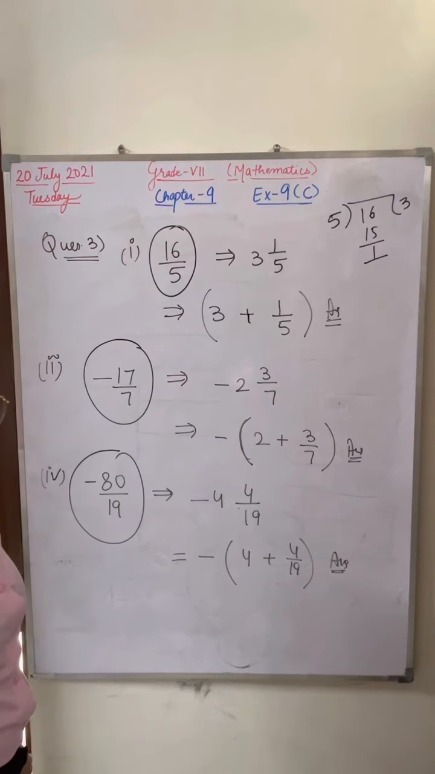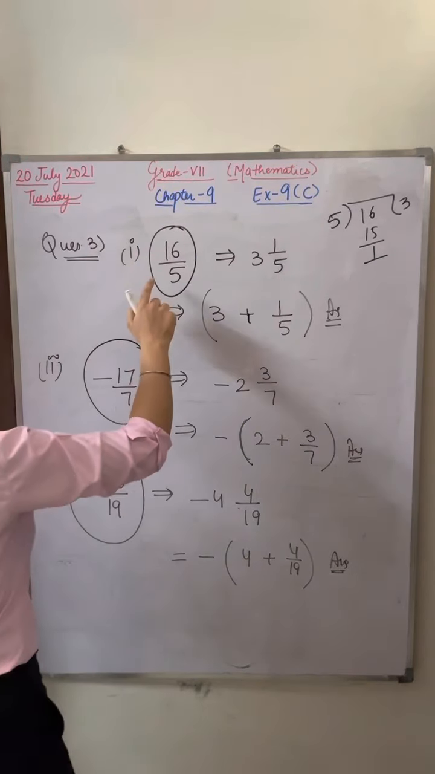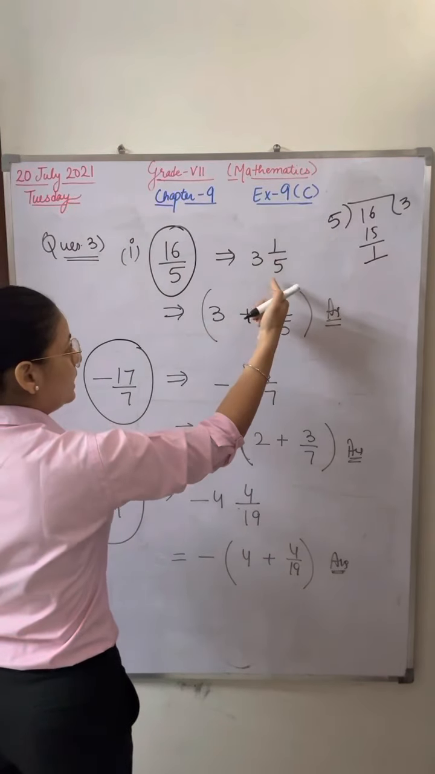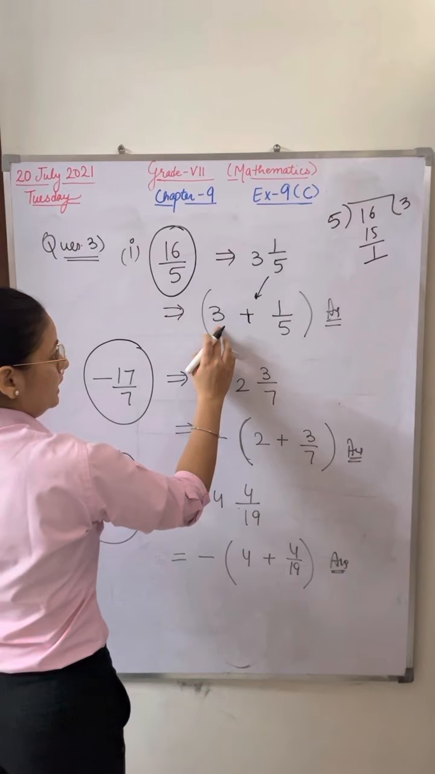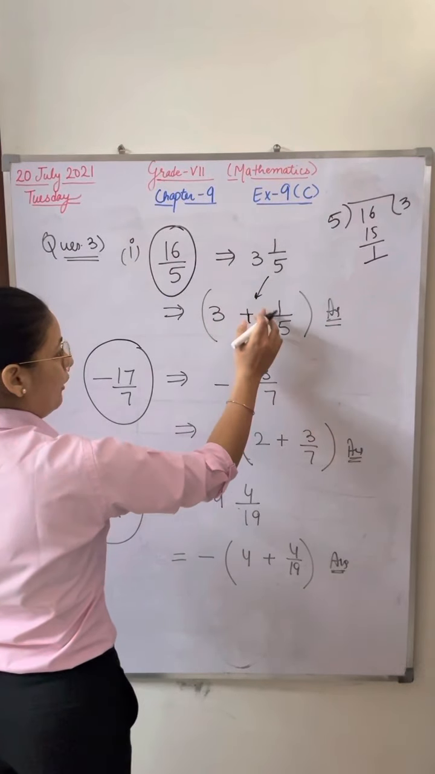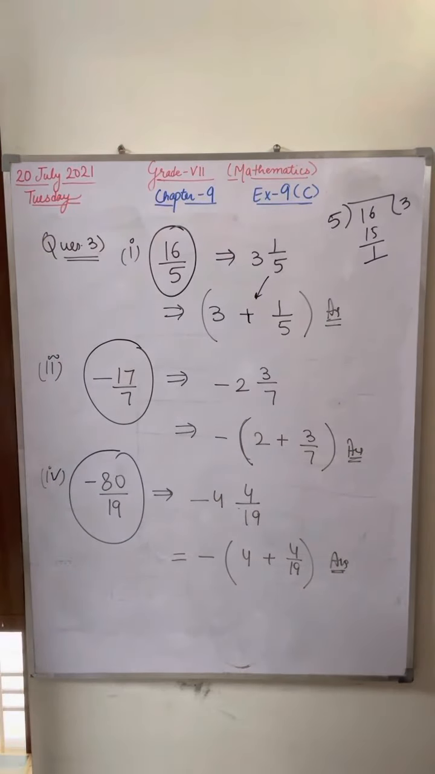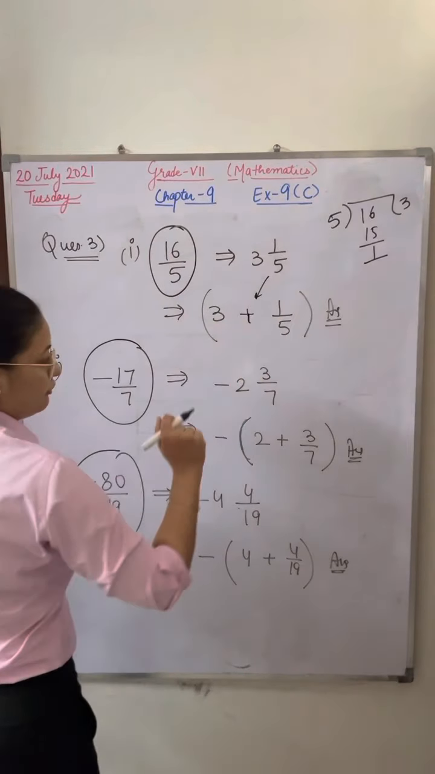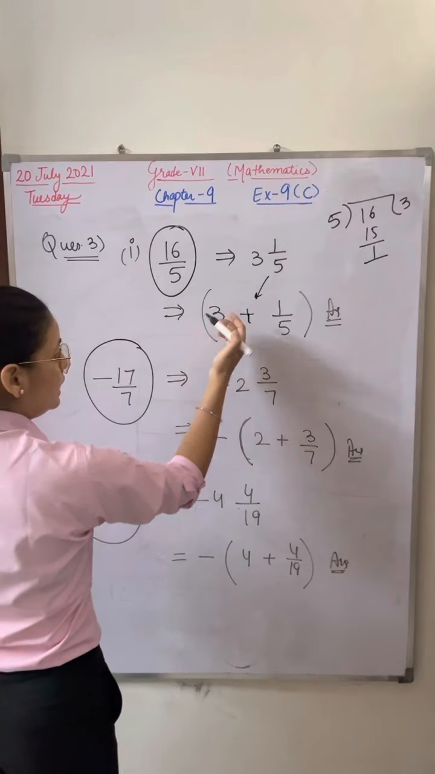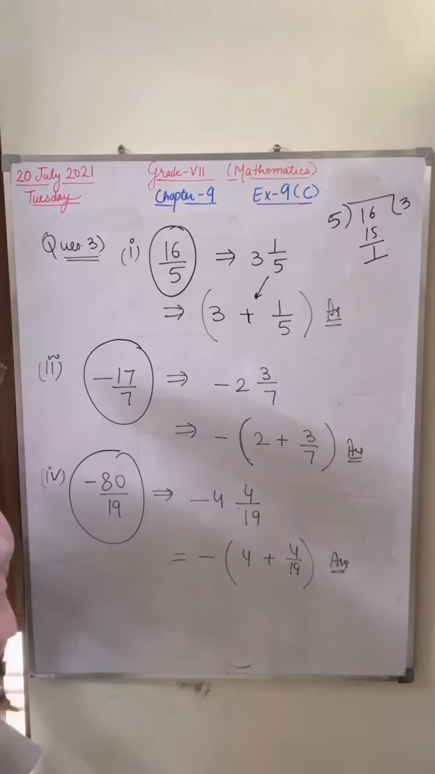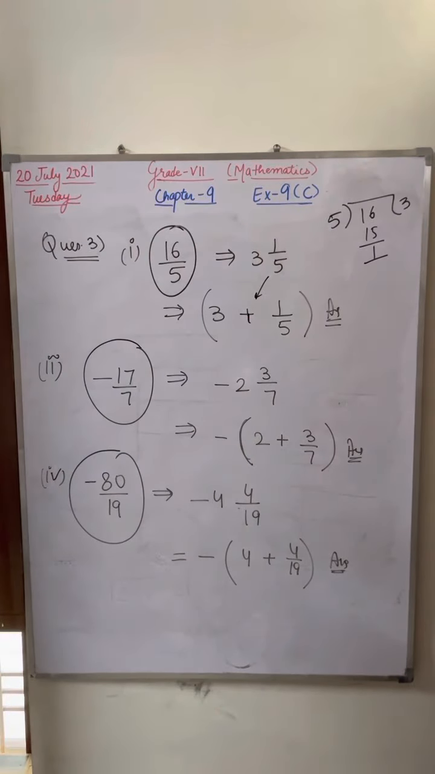Got it? Yes, everyone. You have to change the fraction into the mixed fraction and then split in this way. 3 you have to write here, and in between these two you have to write a plus sign, and then write here 1 by 5. So this is the formation of addition of an integer and a rational number. This is the integer, this is the rational number. Everyone is clear?